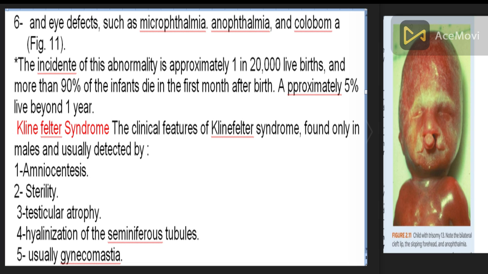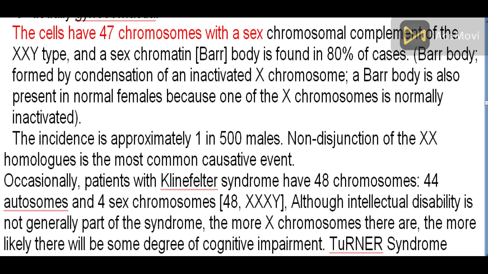Klinefelter syndrome. The clinical features of Klinefelter syndrome, found only in males and usually detected by amniocentesis, are: 1. Sterility. 2. Testicular atrophy. 3. Hyalinization of the seminiferous tubules. 4. Usually gynecomastia. The cells have 47 chromosomes with a sex chromosomal complement of the XXY type, and a sex chromatin bar body is found in 80% of cases. Bar body, formed by condensation of an inactivated X chromosome.